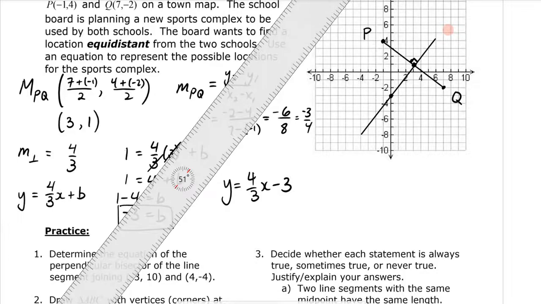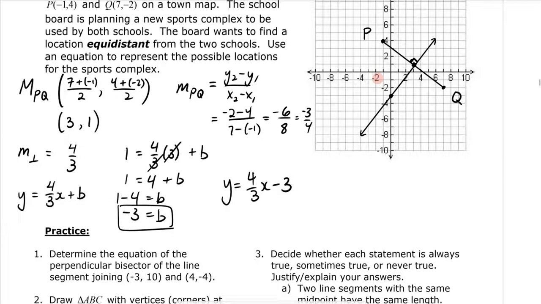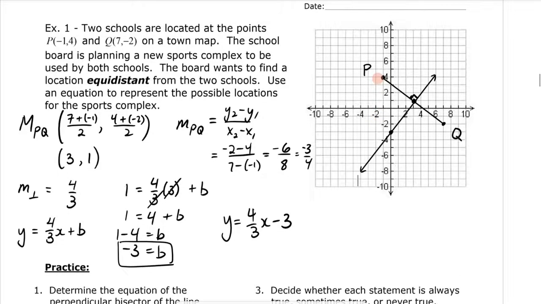And I can say that any point on this perpendicular bisector, this line right here, would be equidistant to either P or Q. So even if I took the y-intercept, this point right here is equidistant to both P and Q. Any point on the line has the same distance to P and Q. And that is the solution to this problem. And that ends this video.